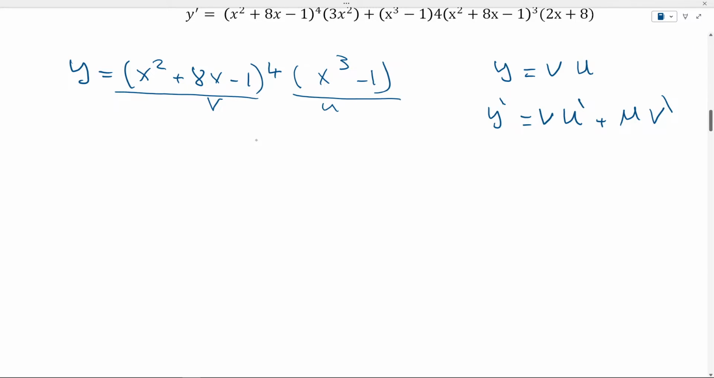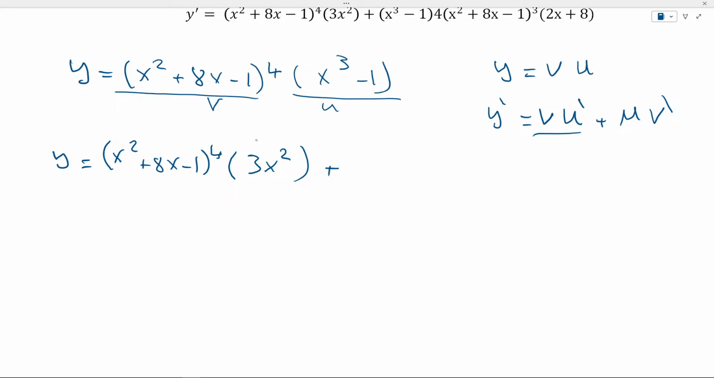So basically, that would be minus 1 to the power 4 times the derivative of this guy. What would be the derivative of this guy? That would be 3x to the power 2, and then this is 0. So here I got this guy here. Now let's do the second guy.